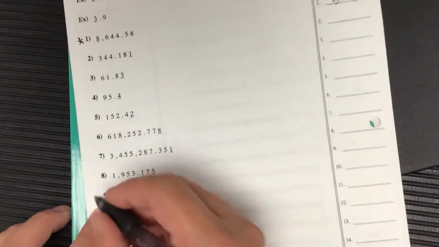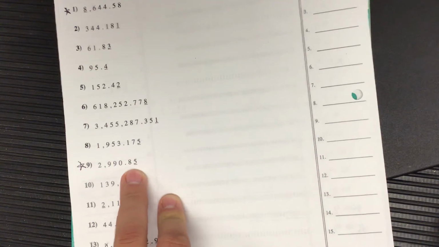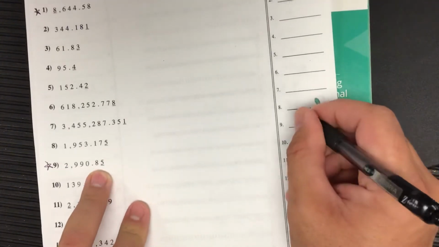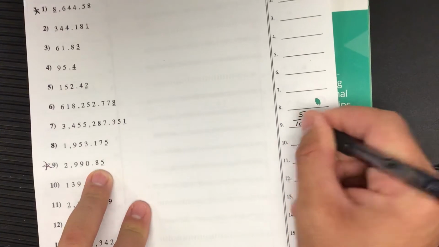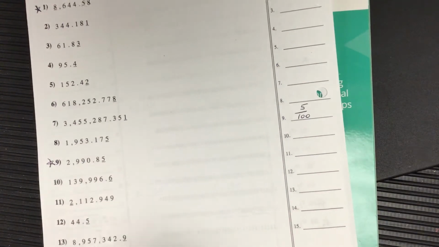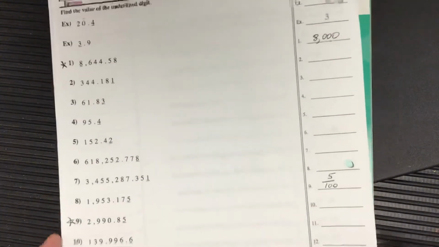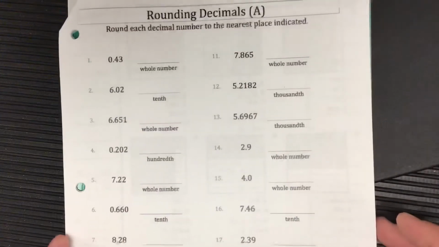Okay, let's pick another one. 9. Star it. What place is that in? 5 hundredths. So I'm going to write 5 over 100. 5 hundredths. Okay, so if it's on the right of the decimal, it's going to be a fraction. If it's on the left of the decimal, it's going to be a whole number. Question 3.